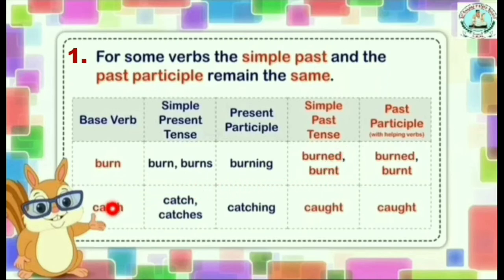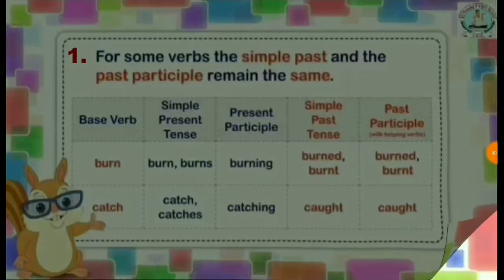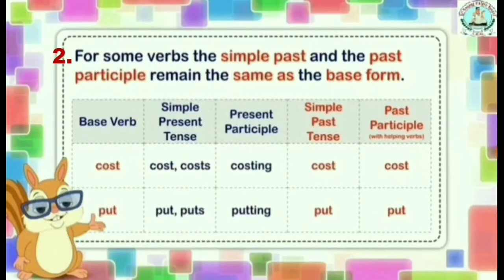And next one, catch. Catch, catches, catching, caught, caught. But the last column is used along with the helping verb. These are used in the sentence as simple past tense without helping verb, and past participle with helping verb. Means have caught, had caught, has caught, were caught, was caught. That's it. Let us see the next rule, second rule.